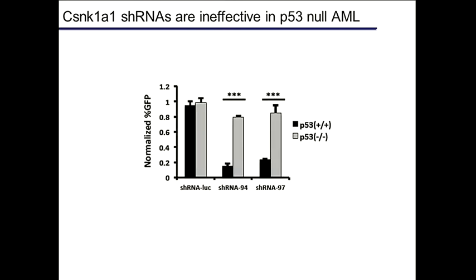Similarly, here we could take a leukemia that is sensitive to knockdown with casein kinase 1 alpha. If we make a leukemia in a P53 null background, these are MLL-AF9 leukemias, the shRNAs don't kill the leukemia at all. So this is really a P53 dependent mechanism.